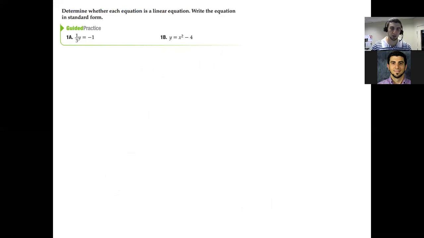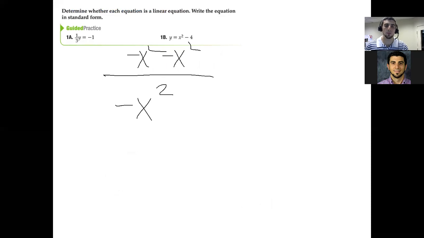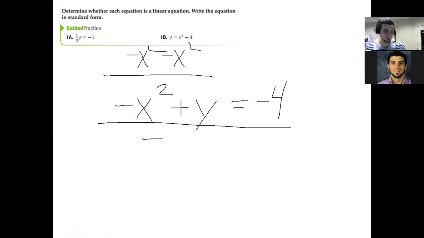Okay, so we have to get the x terms on the same side. You might already be able to see what's going to happen. So if I subtract x squared from both sides, I would get -x squared. Now be careful here. The y itself is positive, so I would write plus y equals -4. Now remember, the a term has to be positive. In other words, the number in front of the x has to be positive. So I would divide both sides by -1, and you get x squared minus y equals 4.